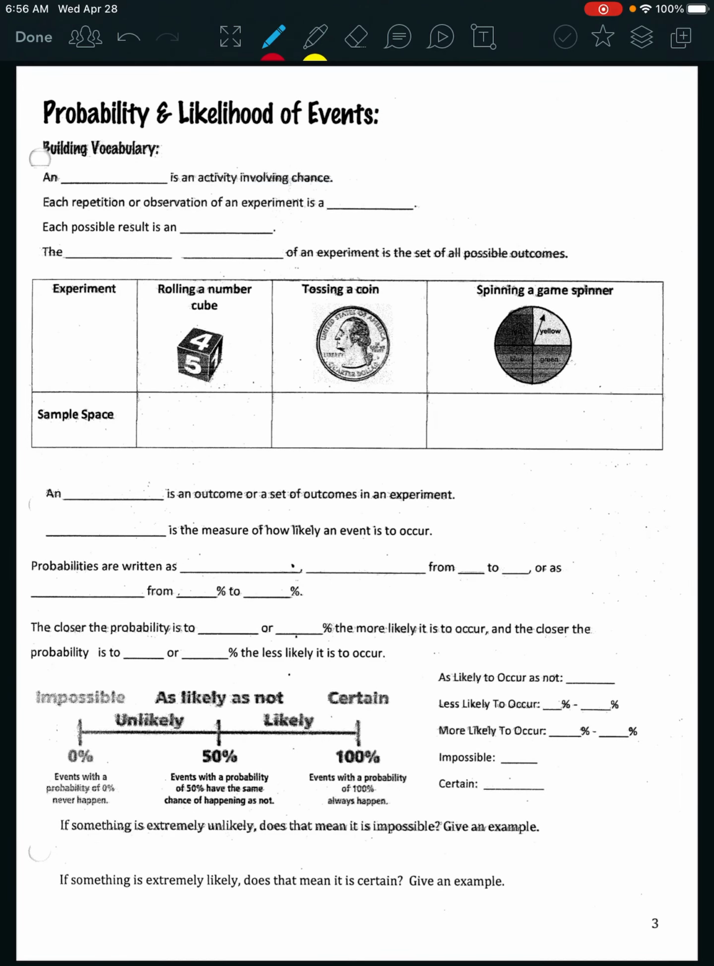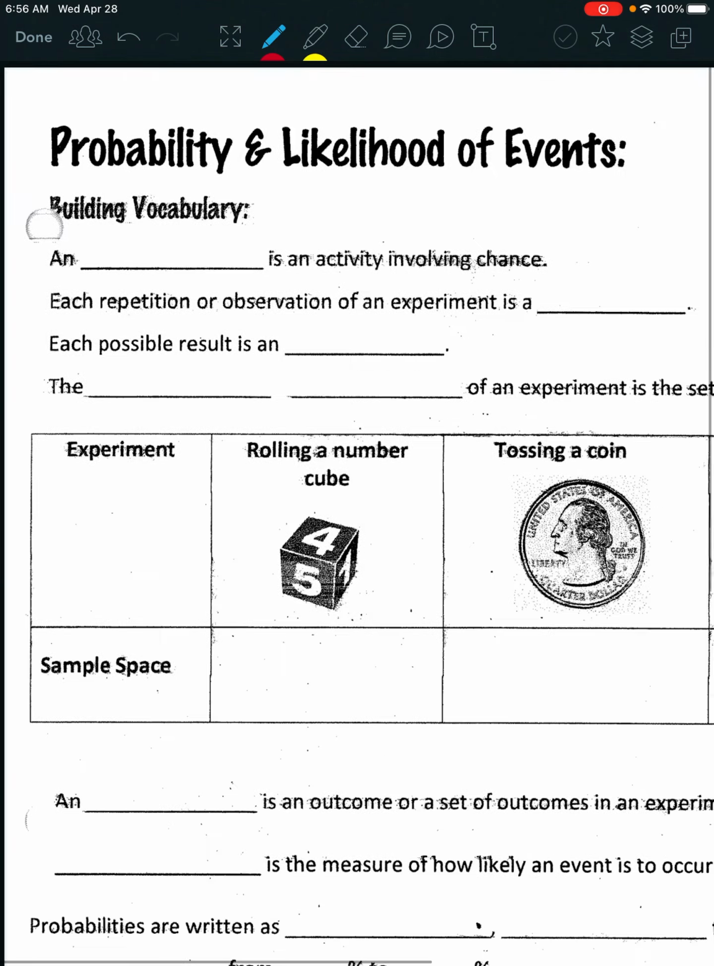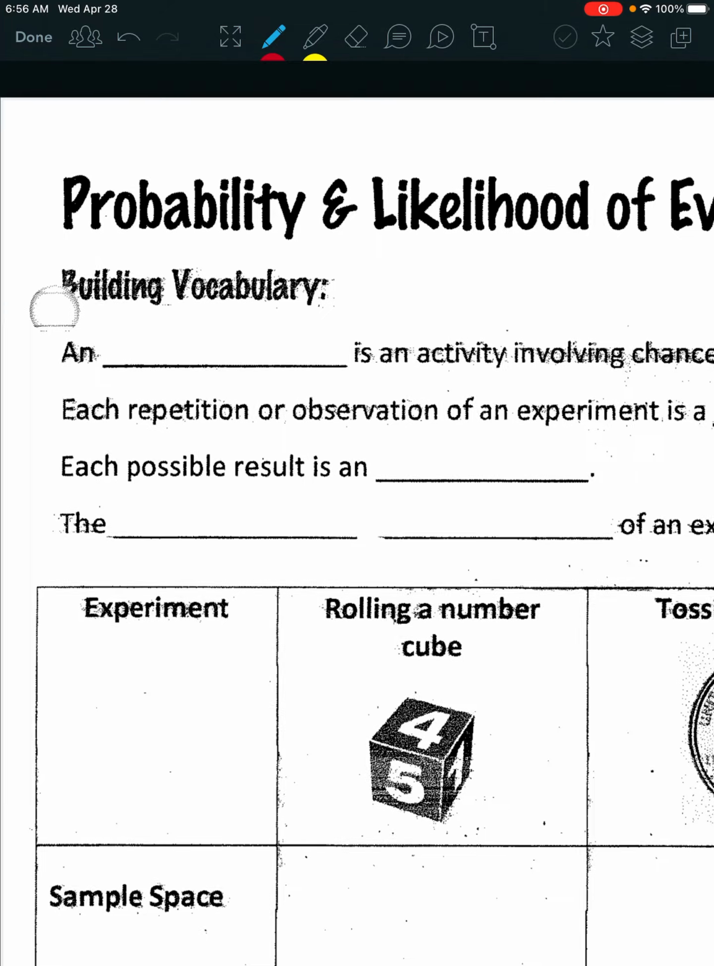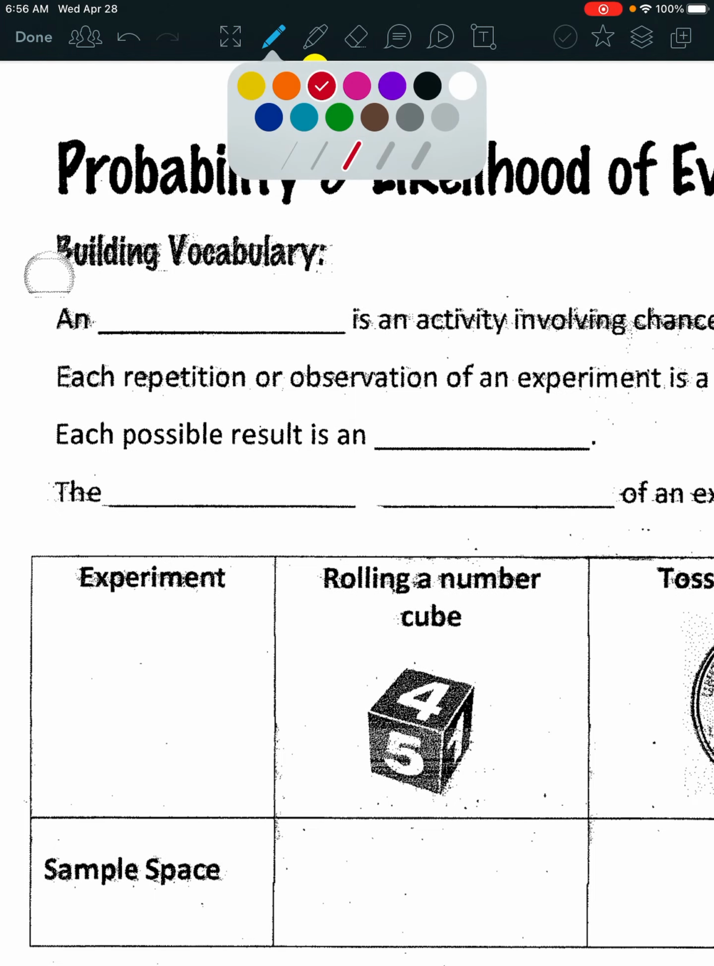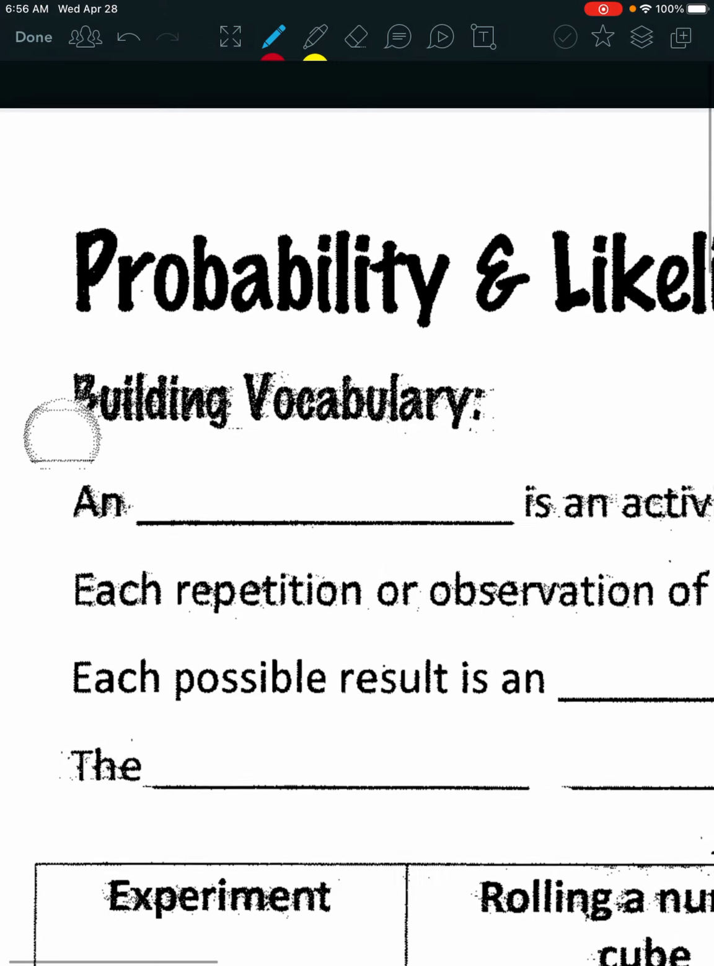This is Mrs. Morgan with today's lesson over probability and likelihood of events, so whether events are likely to happen or unlikely to happen. Let's first talk about several definitions up here. The first one here is an experiment is an activity involving chance.